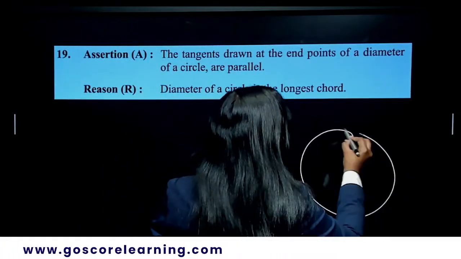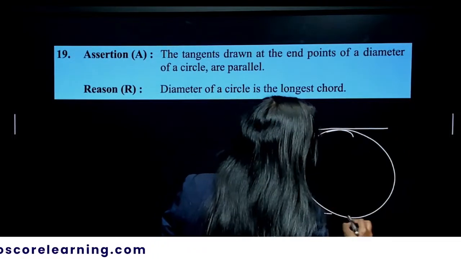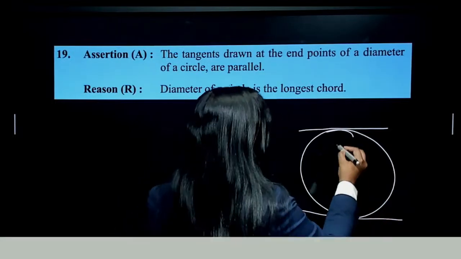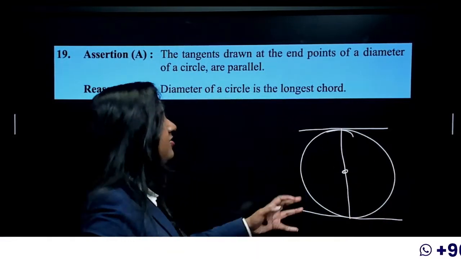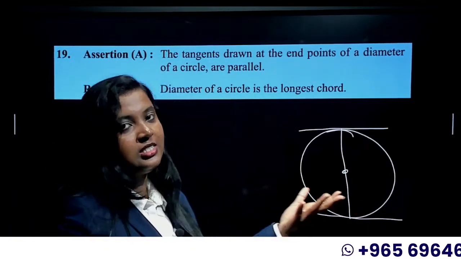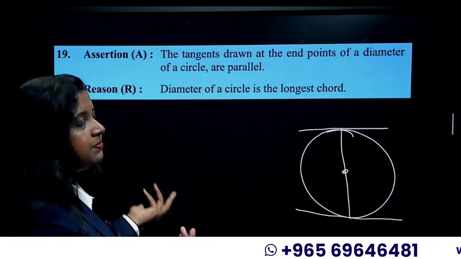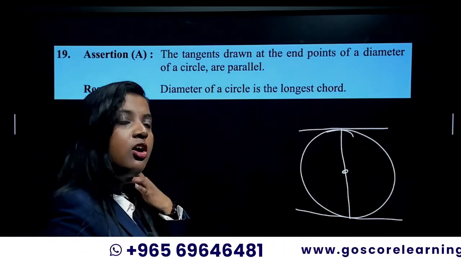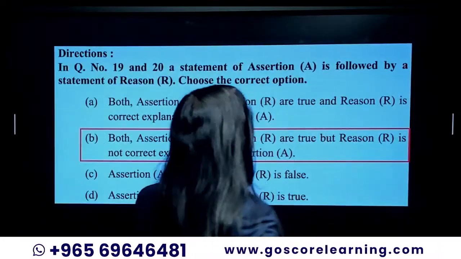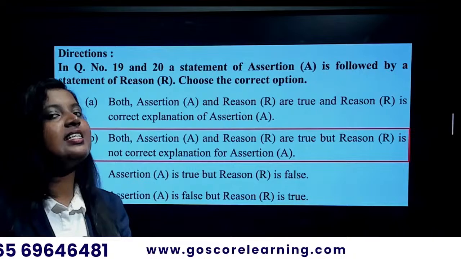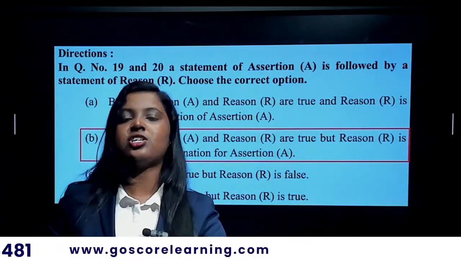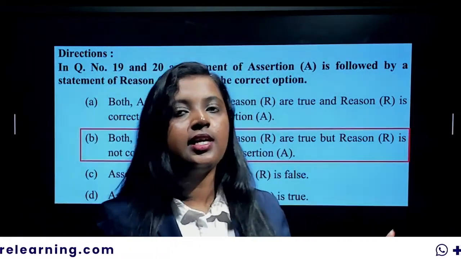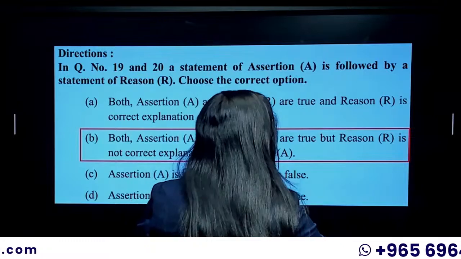Tangents will not intersect the circle. Because of my drawing skills, they look like they intersect the circle, but the tangent touches the circle at a single point. That is what tangents are. So they are parallel. The reason: the diameter of a circle is the longest chord. That is also true. So which is the correct option? Assertion and reason are both true, but the reason is not the correct explanation for the assertion. So option B is the correct answer. Moving to the next one.